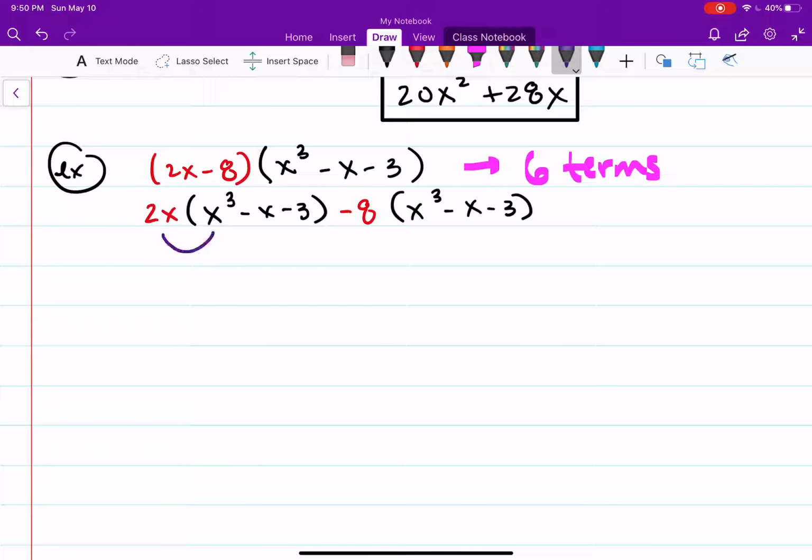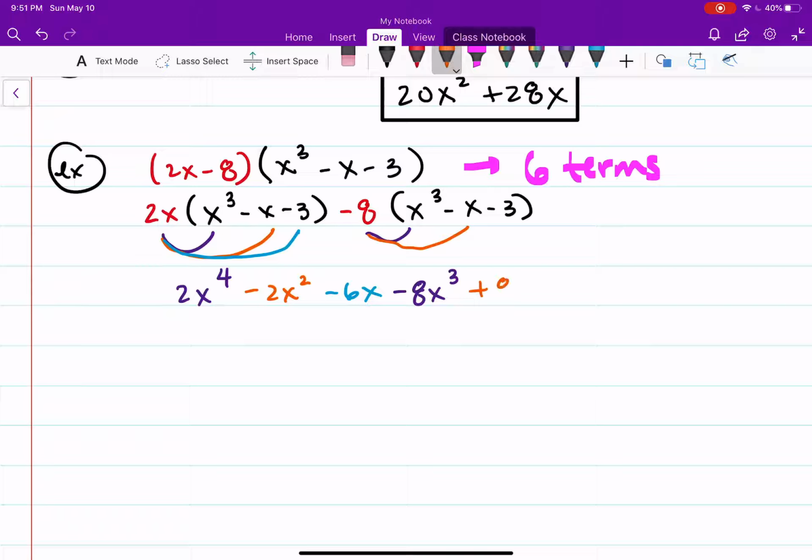So we're going to do this, which is going to give me a 2x to the 4th. This times this is going to give me a negative 2x squared. And that's going to give me a negative 6x. Okay. I'm going to use the same colors again. That's going to give me a negative 8x cubed. That's going to give me a plus 8x. And this is going to give me a plus 24.